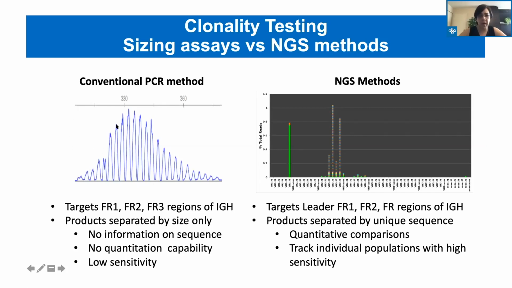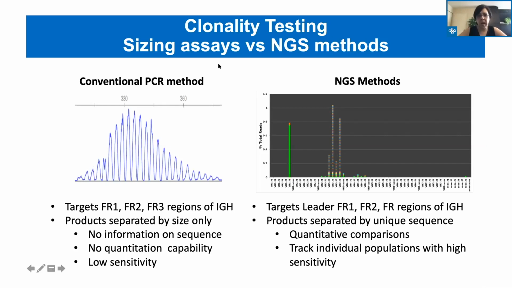In general, you would have this distribution for a polyclonal population. But if you have a monoclonal population, you would only see one peak. But this type of assay doesn't give you any information on the sequence, and it has no quantitation capability. It also has a low sensitivity, which is imparted by the fact that many fragments, despite having a different sequence, may have the same size.